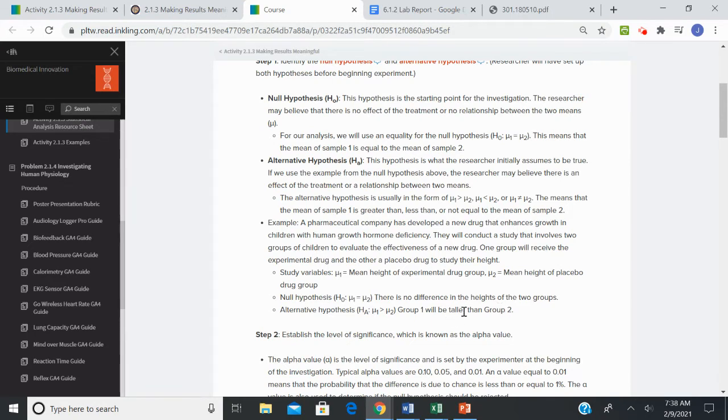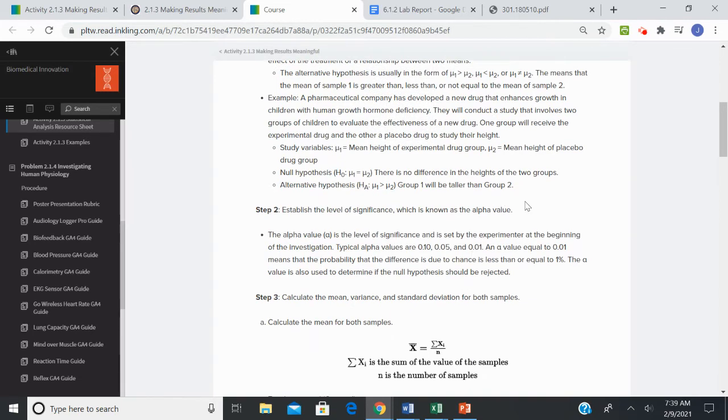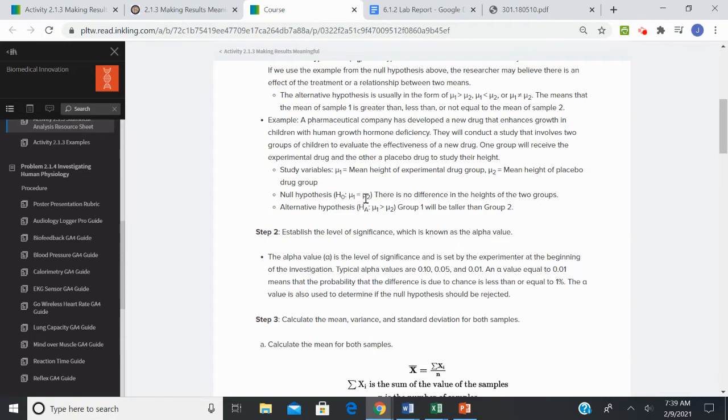You're not trying to prove the alternative hypothesis, you're trying to reject the null hypothesis with your data. And if you reject the null hypothesis, then your alternative hypothesis is supported. So essentially, if we can show that there's a large enough difference statistically between the heights of the individuals who got the placebo compared to those who got the experimental drug, then we can show that there's a statistical significance that the drug does work more effectively.